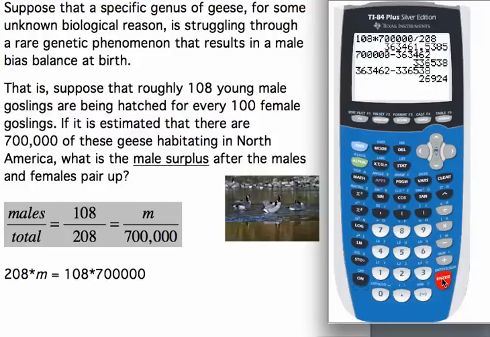So, in summary, the simplest way, I think, is to get your variable looking good with an m over the 700,000. And since we're comparing males to the total population, that's what inspired each of us to put a 208 down in the denominator to represent the total and the 108 to represent the males. We did a cross multiplication and a division, and we were there with the surplus with a little bit of subtracting between the two genders to get that excess or male surplus.